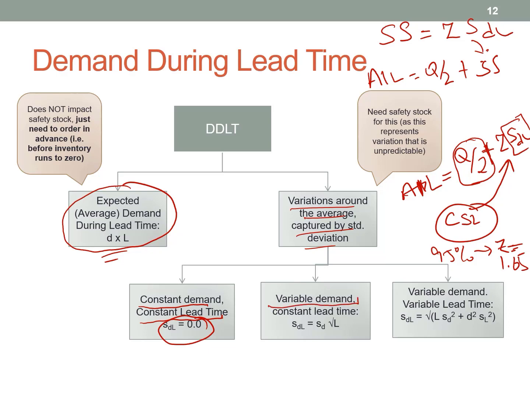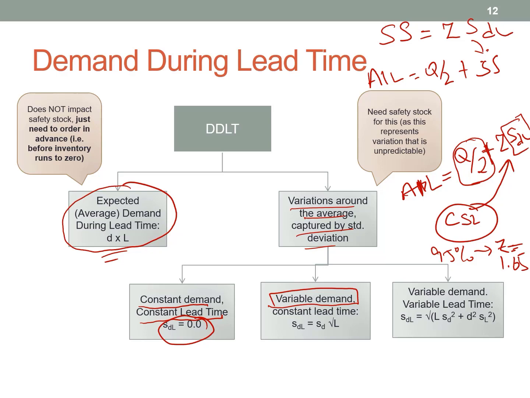If we have variable demand but we have constant lead time. Constant lead time means our supplier always sends us our order and it gets transported to our facility in the same amount of time every time we place the order. It sounds a little bit unrealistic, but if, let's say, your lead time is always between 8.5 and 9.5 days, on the 9th day or end of the 8th day or beginning of the 9th day, you always get the order.